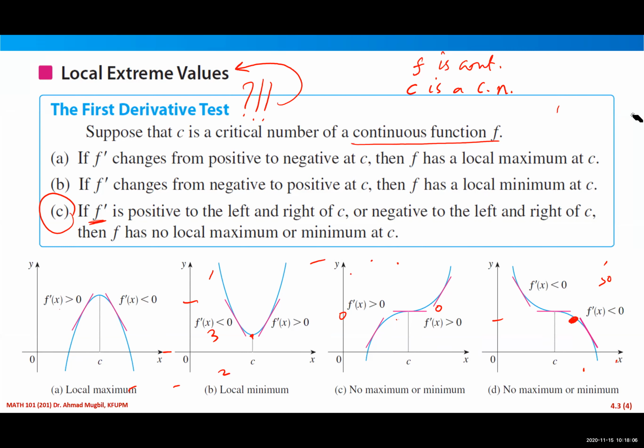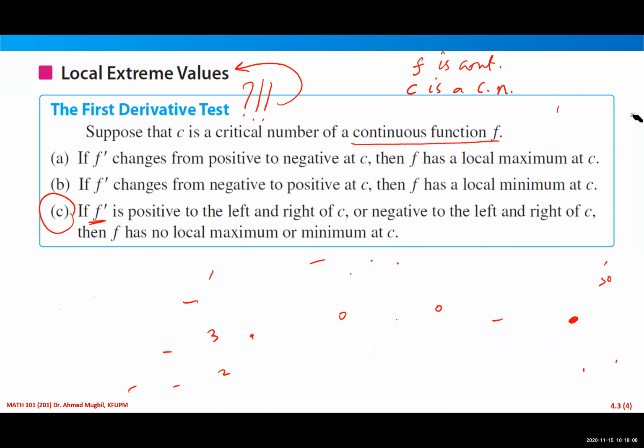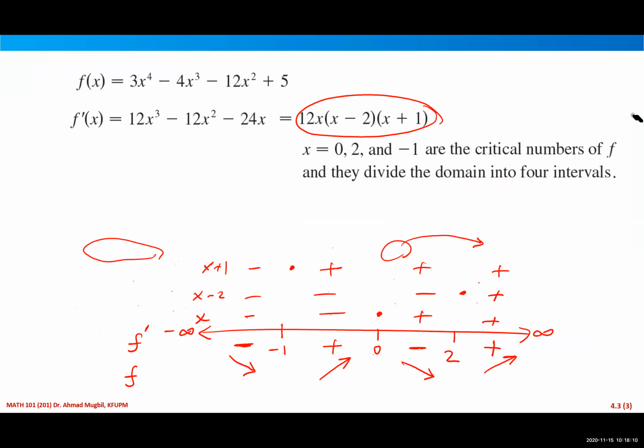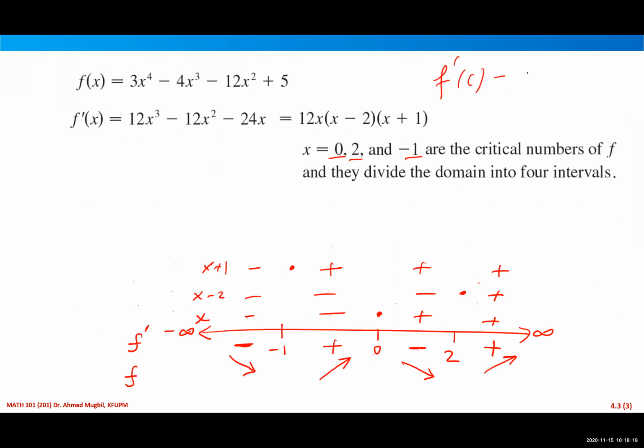Now, let's go back, ya shabab, to our example. Can you tell me, ya shabab? I have here 3 points, which are 0 and 2 and negative 1. They are critical numbers. At them the derivative is 0. So the derivative is 0 at 0 and at 2 and at negative 1. What do you think at negative 1? What do we have? Local maximum or minimum? Local minimum. At negative 1, local minimum.